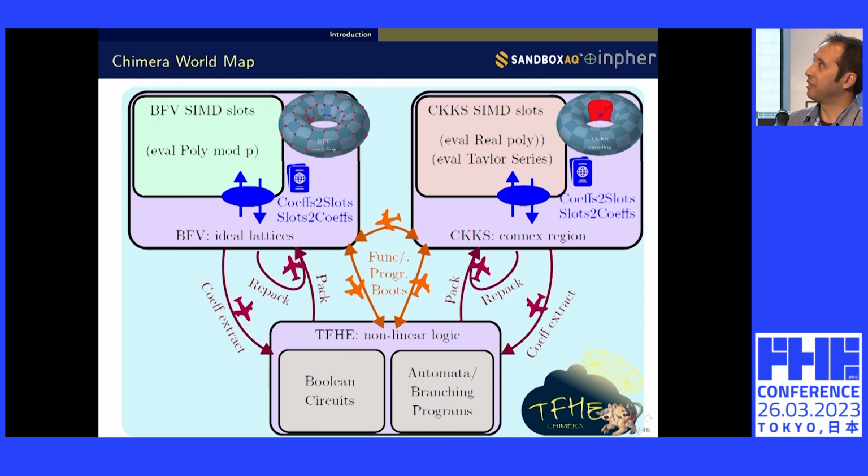Then I can use this coefficient to slots, or slot to coefficient, to move out from the slots and obtain coefficients. So here I will end up with the bare representation of the things, which is an ideal sublattice of the torus. So the torus is an additive group. Of course, it doesn't have internally a multiplication.